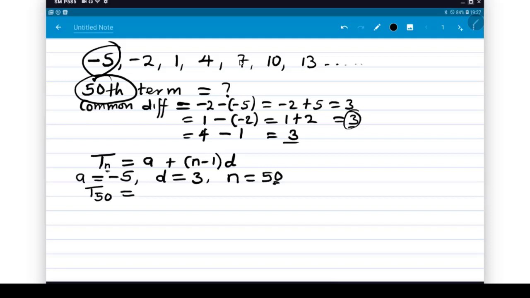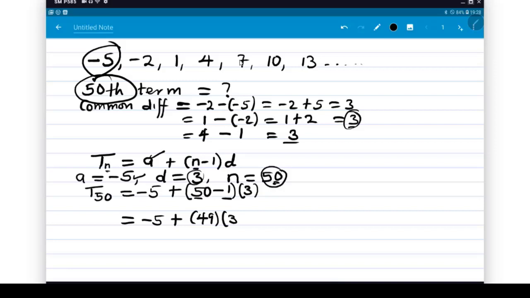The 50th term is equal to a, which is -5, plus (n, which is 50, minus 1), then d, which is our 3. So this gives us -5 plus 50 minus 1, which is 49, then times 3. And what does that give us? If we multiply 49 times 3, that will give us 147. So -5 plus 147 gives us 142, the same thing as 147 minus 5.